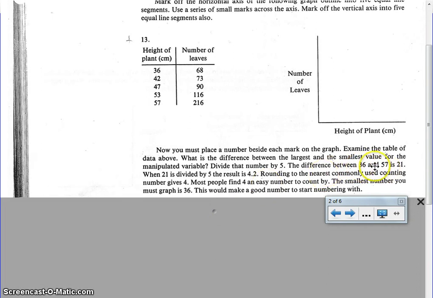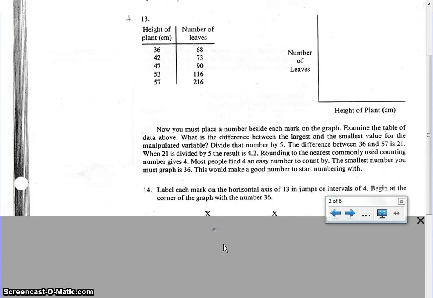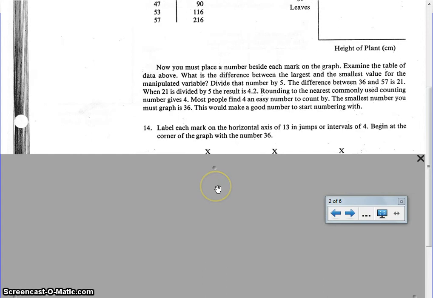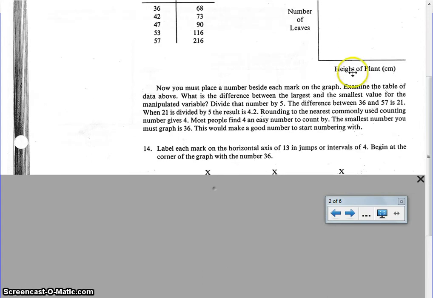The difference between 36 and 57 is 21. So you subtracted those, got 21. 21 divided by 5 is 4.2. Rounding to the nearest commonly used counting number is 4. Most people find 4 easy to count by. The smallest number you must graph with is 36, so that would also make a good number to start with. So you'd start off, you'd go 36, 40, 44, 48, 52, 56.